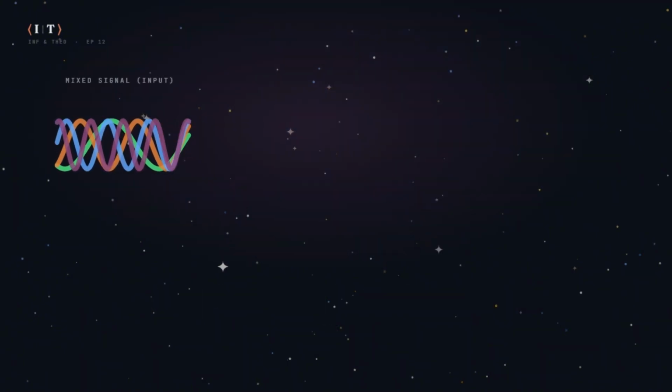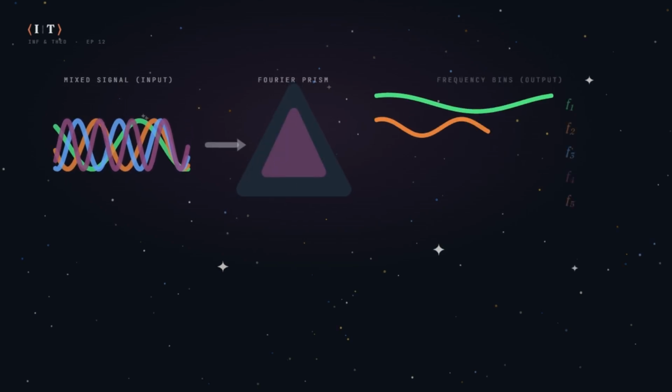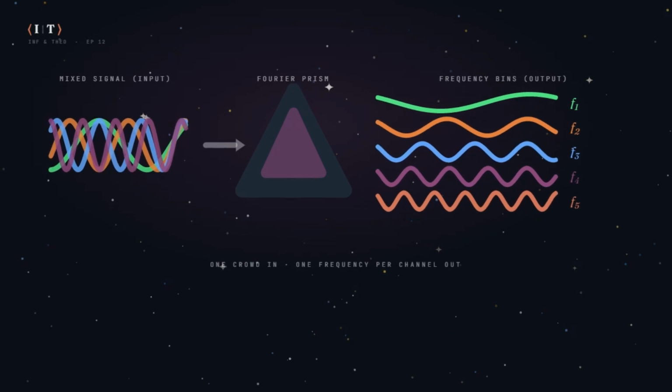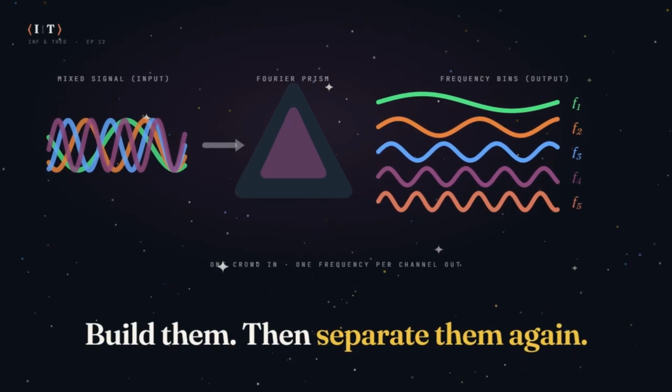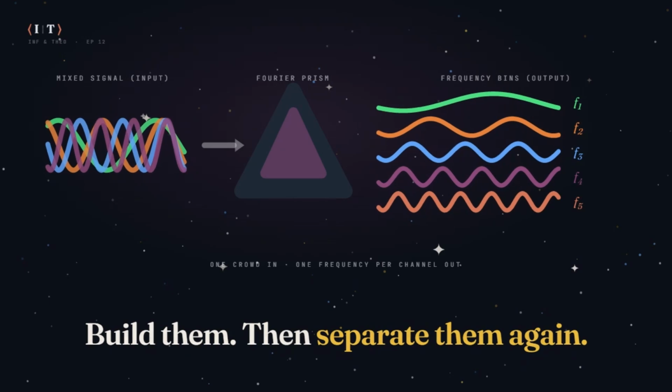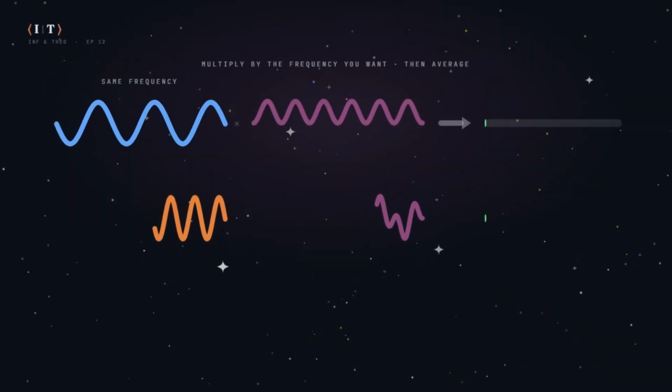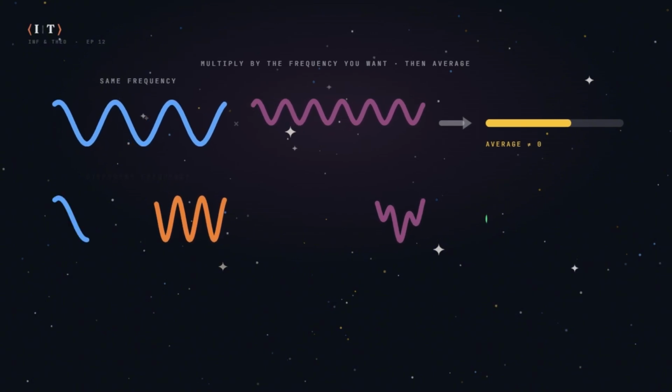Adding sine waves is easy. Taking them apart is harder. Someone hands you a mixture. How do you find which frequencies are in it? To find a 1 kHz tone, you correlate the signal with a 1 kHz sine. Multiply the two and average.